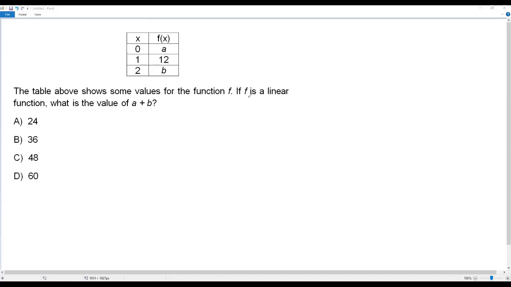So the question clearly says f is a linear function. So when I sketch the graph of a linear function, I'll be getting a straight line. And if I measure the slope of a straight line at any point on the line, it will be the same. For example, let's consider the first point over here. At this particular point, we have some slope, for example, say 2. Then what will be the slope at this second point over here?